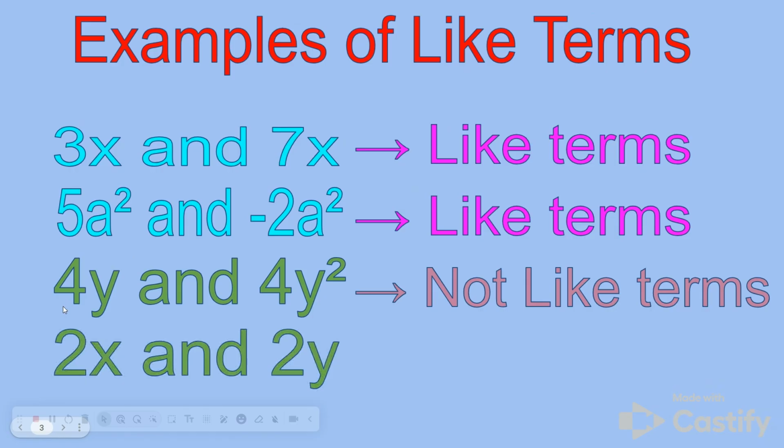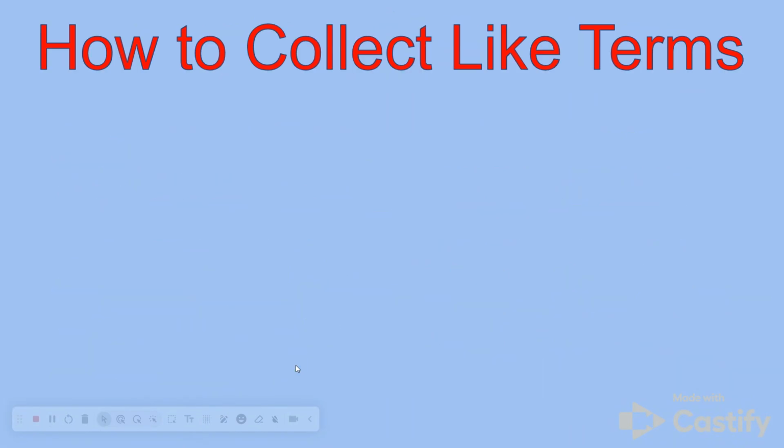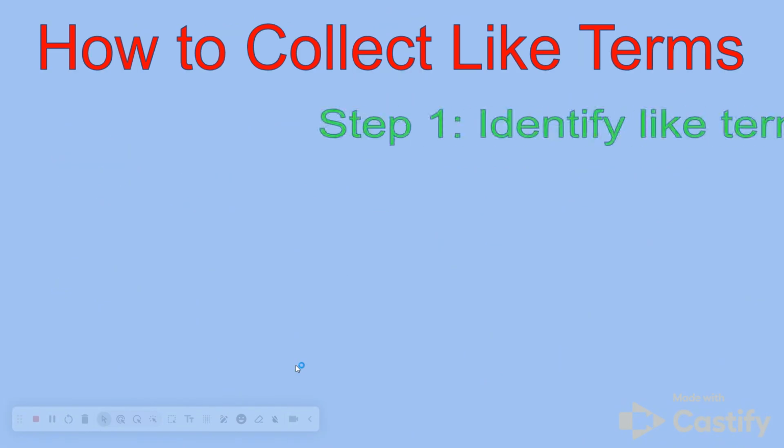Okay, and then another example of not like terms is these ones, which just have different variables altogether. This one's an x, this one's a y, not like terms, you can't combine them, even if the 2's are the same. Okay, it's the variable and the exponent that matter if we're going to collect or combine them. Okay, so those are some examples of what are and what are not like terms.